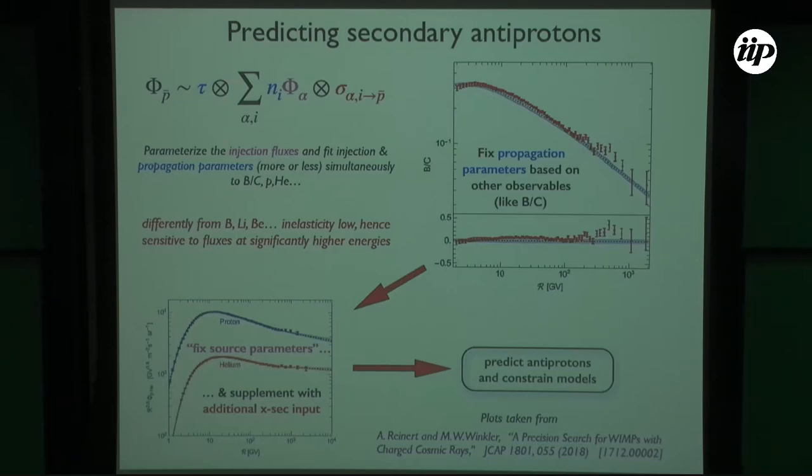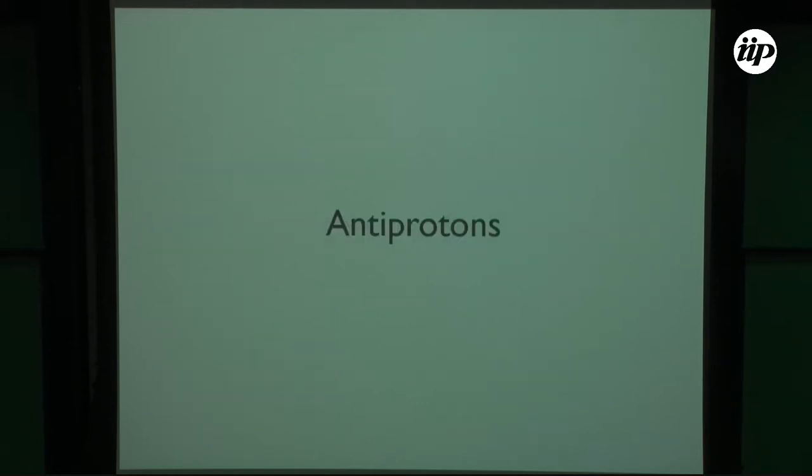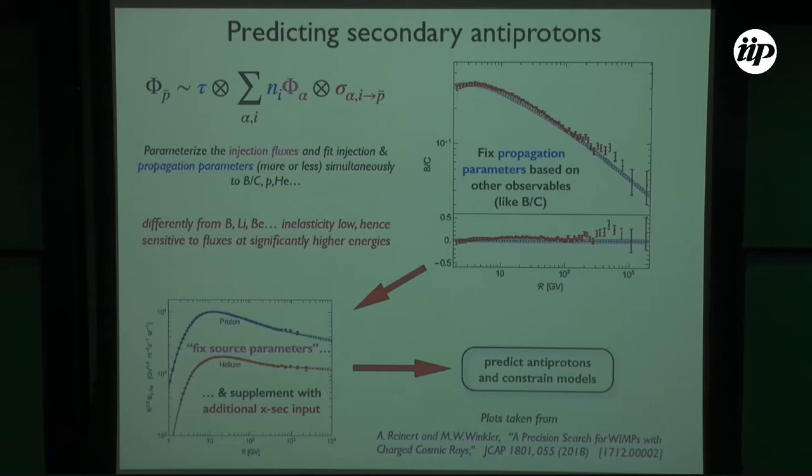It's not just a product, because now, of course, there is an inelasticity involved, and an antiproton of 10 GeV is actually produced by a proton of maybe 100 or a few hundred GeV. So this is really an integral type of equation, but the logic is the same. You fix the propagation parameters, the blue ones, from things like the boron over carbon. You fix the source parameters from the primary species that you measure, the proton, the helium. That's the logic. And then you have some input from laboratory measurements. One example is the LHCb measurements with the SMOG detector of proton-helium into antiproton, which enters this red piece of cross-section. You fit simultaneously the three parameters of this, and you end up with a prediction now for the antiprotons.